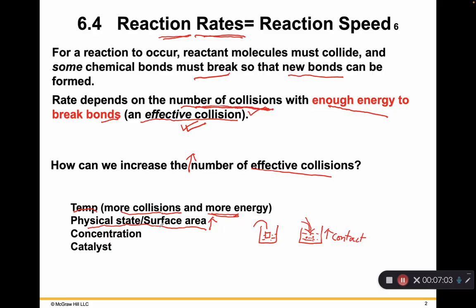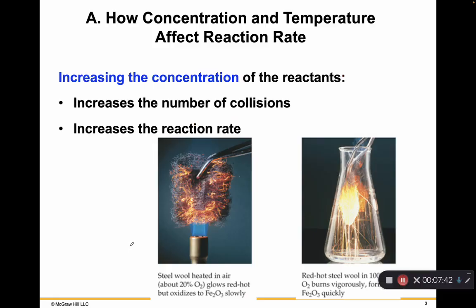Similarly, the physical state matters. If you are comparing solid, liquid and gases, the gas particles will be diffusing more, they will be running faster, and they will have a faster reaction compared to liquid, compared to solid. So physical state also matters in the number of effective collisions. The other factors are concentration of reactants and the use of catalyst. We are going to look into each of these factors in detail. So let's look into that.